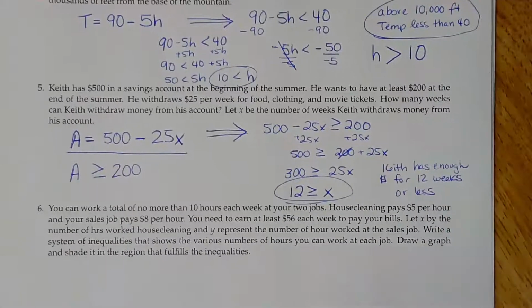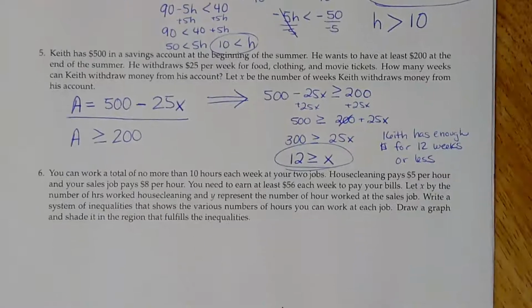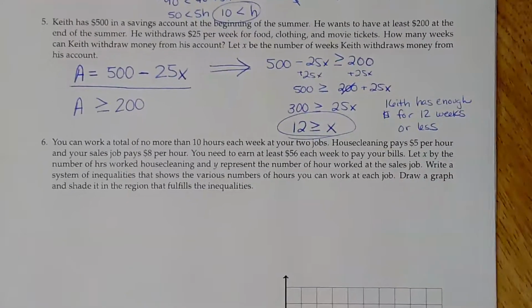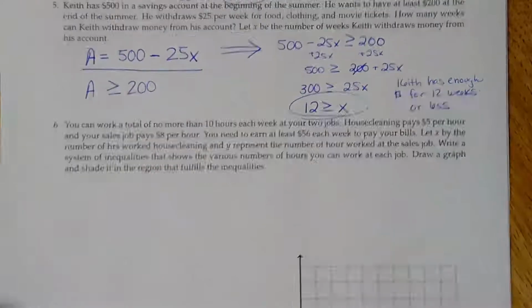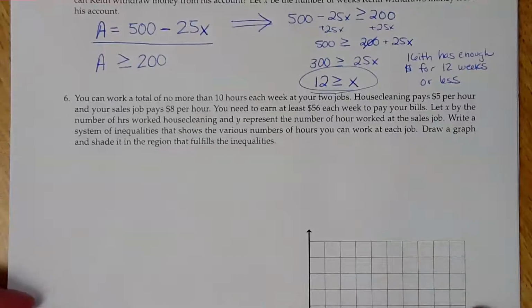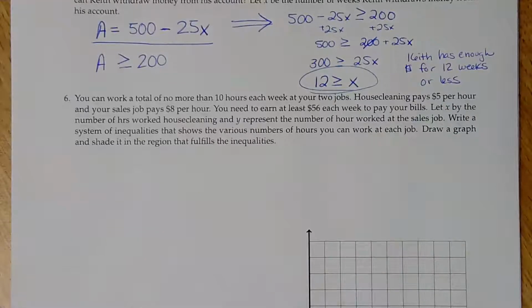All right, and then we have one last one. So this one is actually going to use two inequalities. So let's take a look at it. It says you can work a total of no more than 10 hours each week between your two jobs. So you have two jobs. One is house cleaning, and it pays $5 an hour. And then you also have a sales job that pays $8 an hour. All right, you need to earn at least $56 each week to pay your bills.